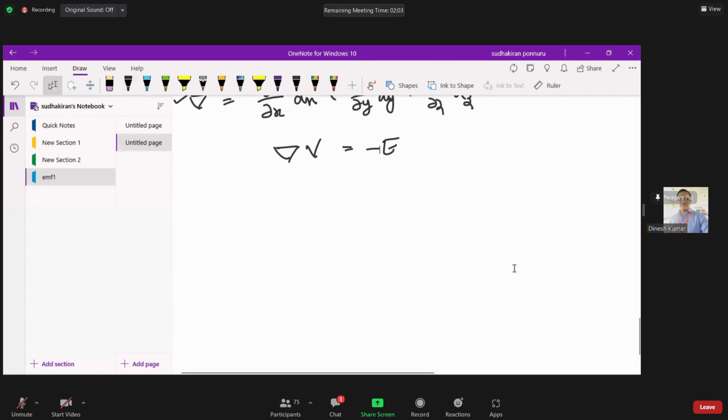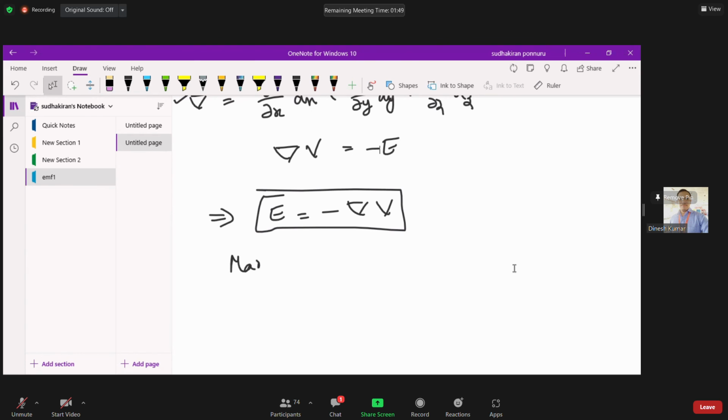Rewriting the above expression, this implies E is equal to minus del of V. E is equal to minus del of V, which is Maxwell's second equation. Maxwell's second equation, which is as important as the first equation.